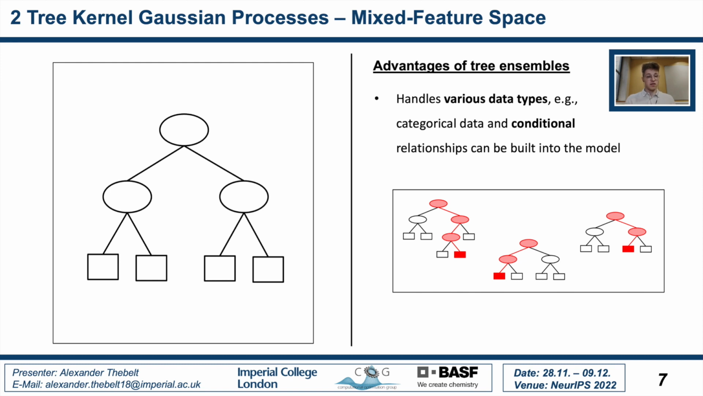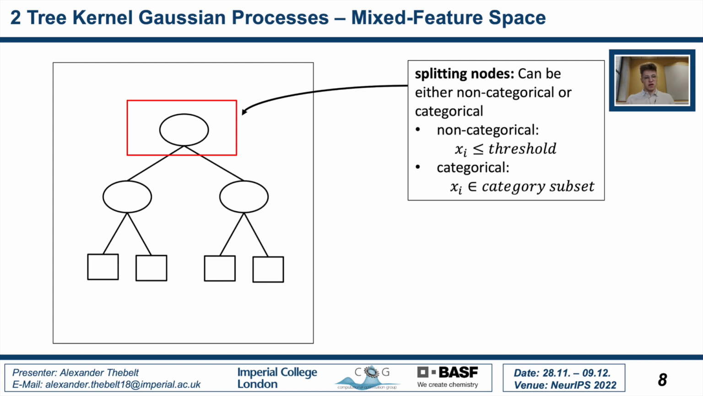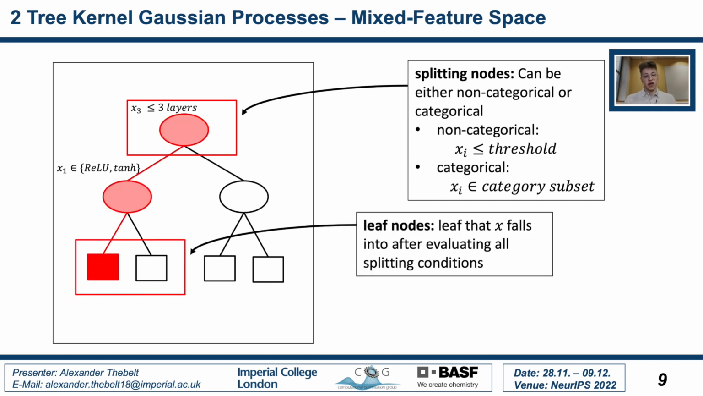conditional relationships. And if we look at a single decision tree, it is defined by splitting nodes with either conditions for categorical or non-categorical features, leading a data point down its branches into a leaf. And to give an example of such an evaluation and to stick with variational autoencoders, we may find a number of encoder layers to be smaller or equal to 3, and the activation function to be in the subset of ReLU or tanh, leading us to the left leaf of this particular decision tree, which will give us an indication of what we can expect for the loss of our validation data set.